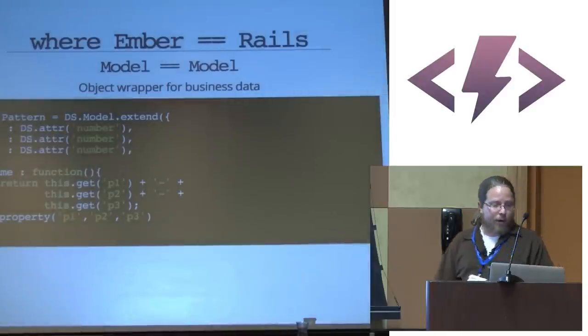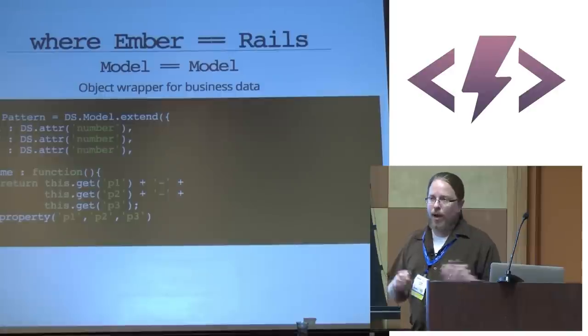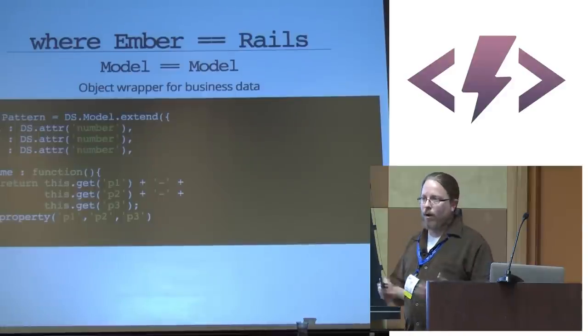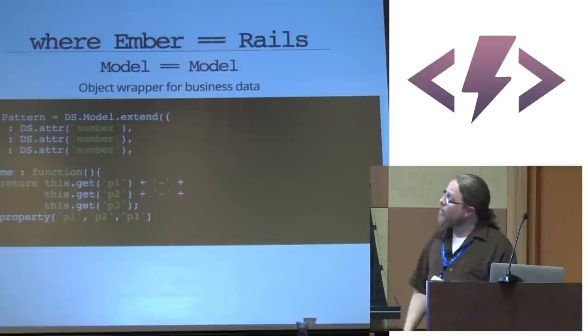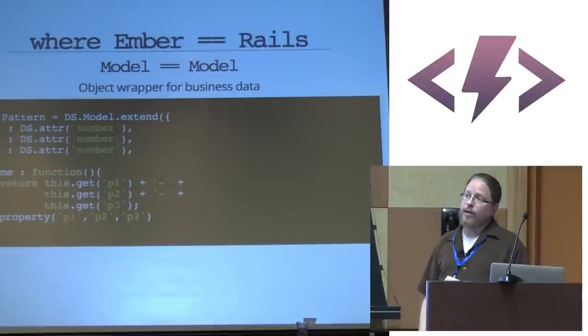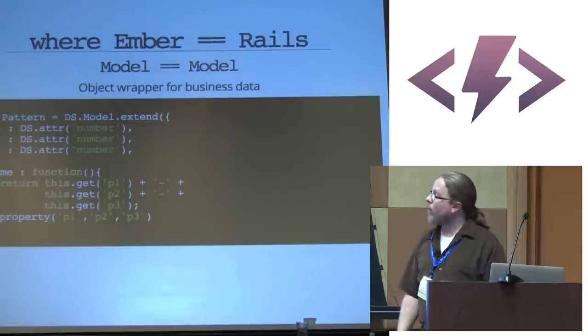So in Ember, you're going to have something pretty similar. The biggest difference here is that in Ember, you don't have a DB schema that is listing the attributes that go on your models. So you have to declare them on the model itself. So in this case, we've got a pattern model. We're telling it that it's got three attributes called P1, P2, and P3, that each one of those are expected to be numbers when they come down across the wire.